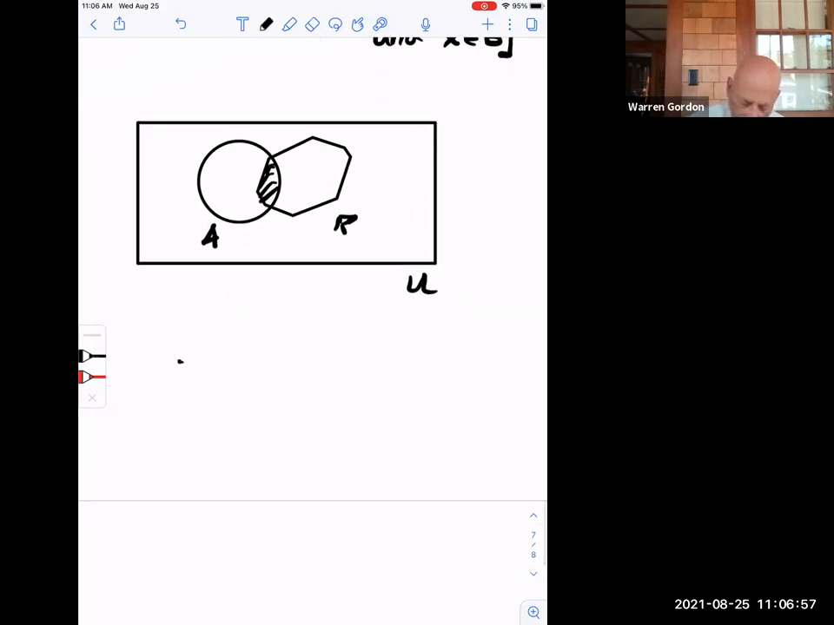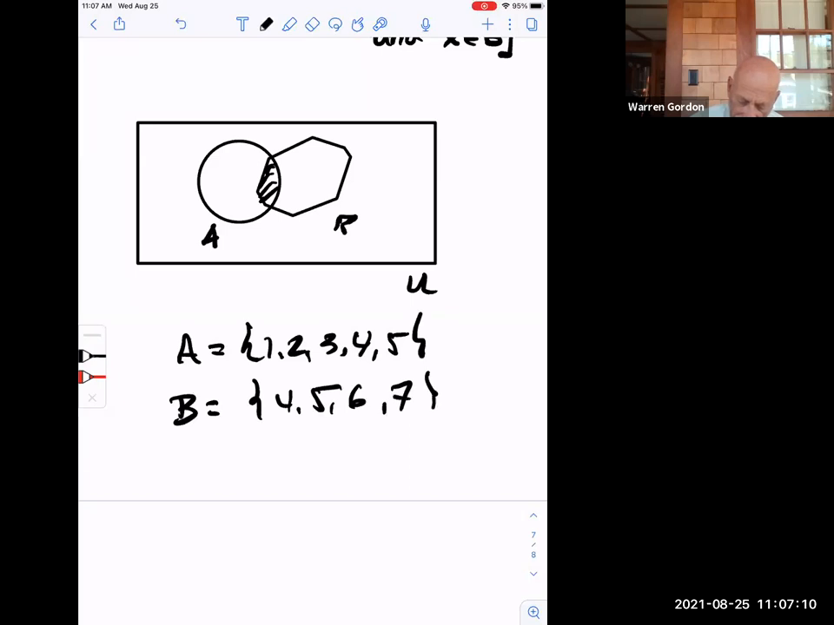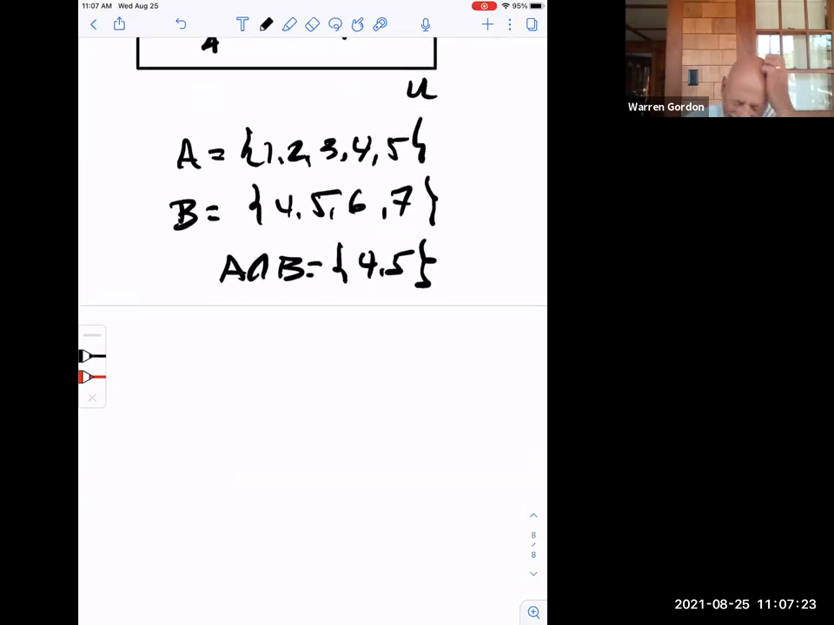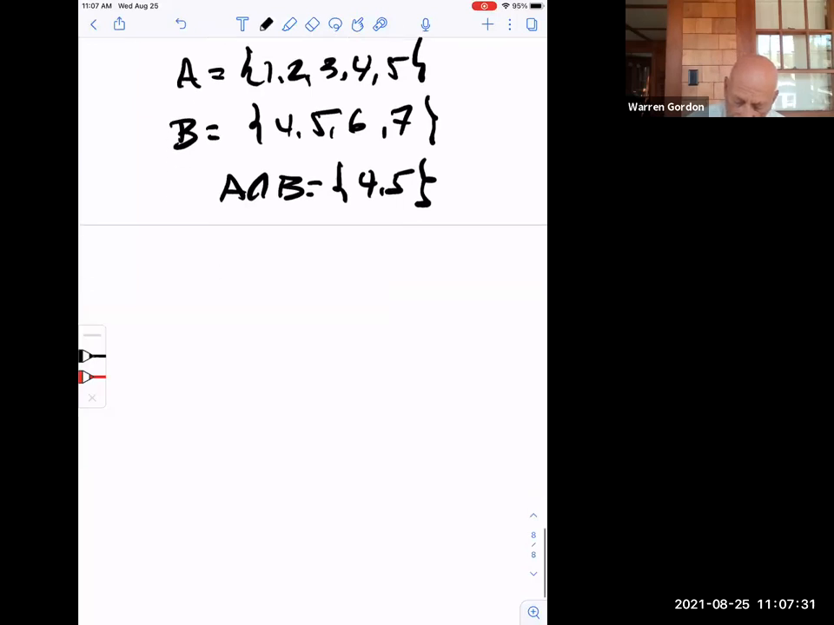So in the example I had a moment ago, where A was 1, 2, 3, 4, 5 and B was 4, 5, 6, 7, the intersection would just be what they have in common, namely 4 and 5. Okay. I need two more ideas, and then maybe we'll do an example or two, and then effectively we've considered the basic notions of sets that I'm going to need for probability, and then I want to talk a little bit more.